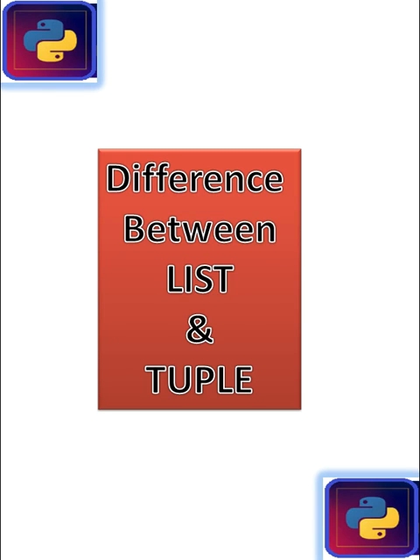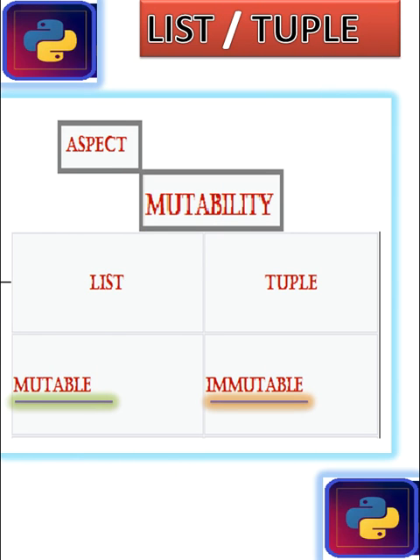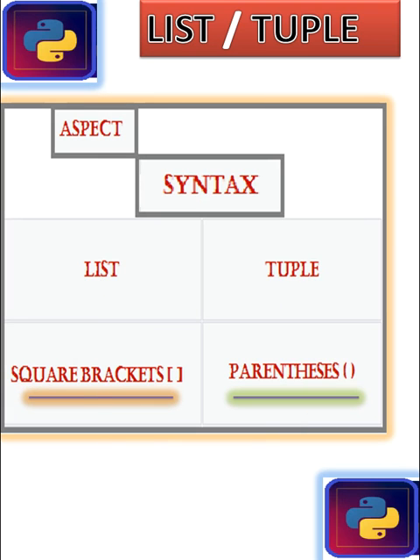In Python, both lists and tuples are used to store collections of items. Lists are mutable, that is, they can be edited. On the other hand, tuples are immutable, which means once a tuple is created, you cannot change its elements or size. Lists are defined using square brackets, whereas tuples are defined using round parentheses.